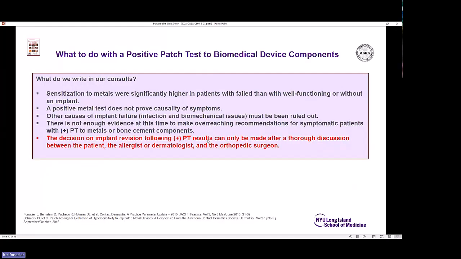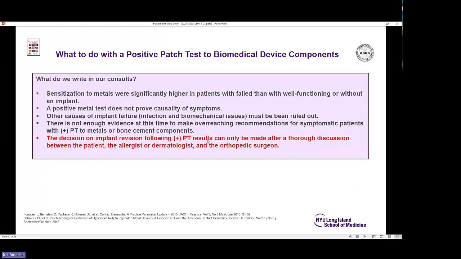Okay, now you did your patch test in somebody who already has a metal device. So we're talking now about a post-implantation positive patch test. We already said that this is higher in patients with failed implants. So what do we write when we send our consult to our surgeons? This is actually the gist of our consult letter.